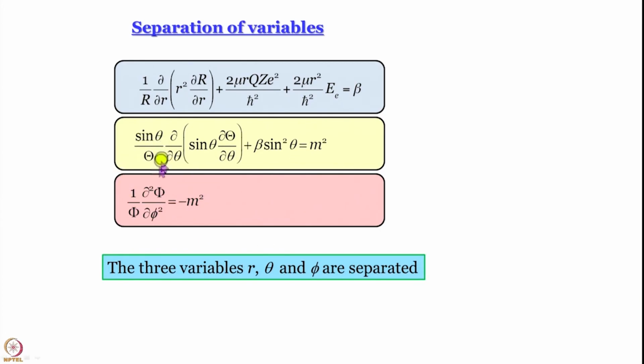The theta part is sin theta by capital Theta, where capital Theta is the theta dependent part of the wave function, del theta of sin theta del capital Theta del theta, and again let me say that this del is not really required anymore, might as well write d because there is nothing other than theta in this entire equation. So, d theta of sin theta d capital Theta d theta plus beta sin square theta is equal to m square. So, this is the theta dependent part, only theta terms are there, nothing else, and the phi dependent part is very simple, 1 by capital Phi d2 capital Phi d phi 2 is equal to minus m square. Thus, the three variables r, theta and phi are separated from each other.